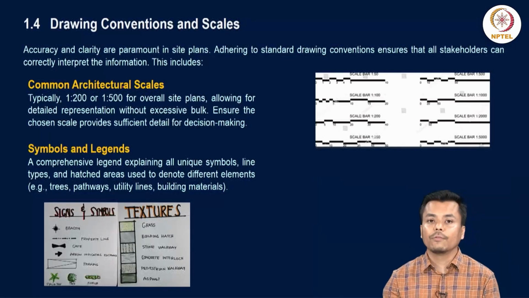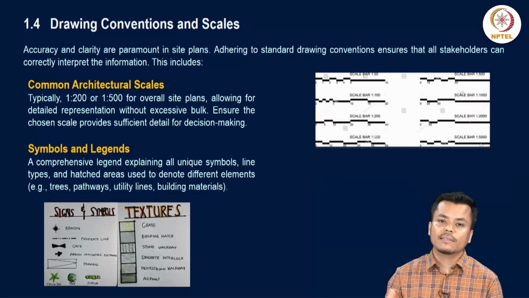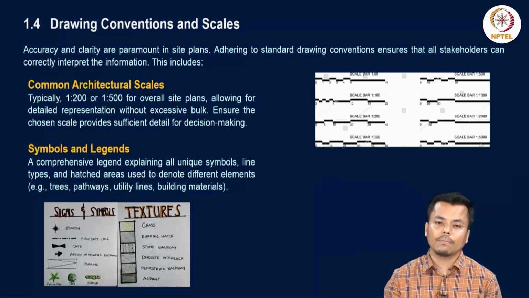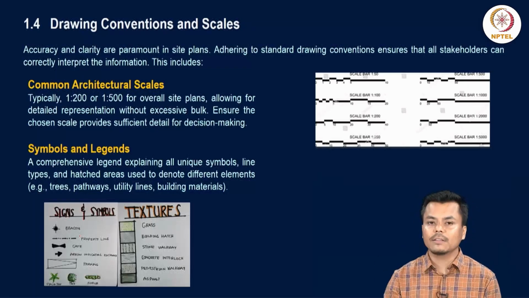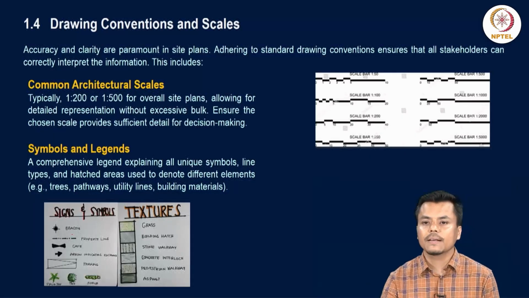Likewise, if you have a very huge site with scattered planning, in such cases you can go for a scale up to 1:500. Then the symbols and legend: because in a site plan your drawings will be at a smaller scale, your text cannot be at a very big scale. That is why you have to use proper symbols in the site plan, and the legend can describe what these symbols mean.